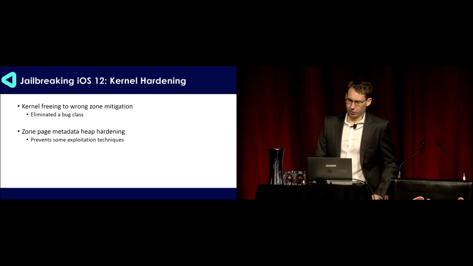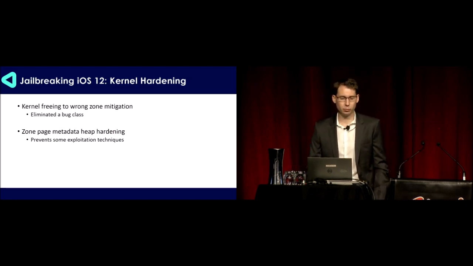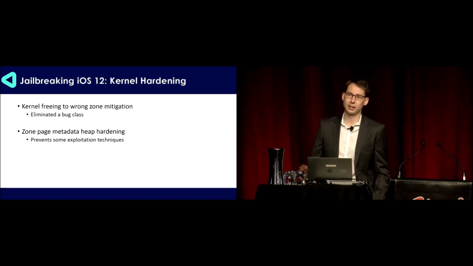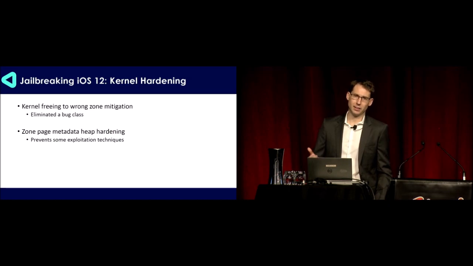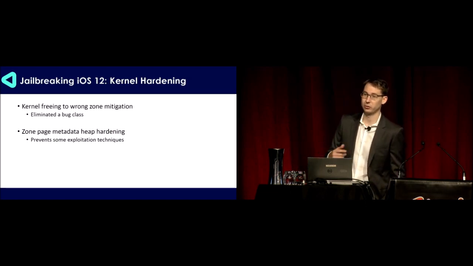There have been various kernel hardening mitigations. The most important one that I wanted to make sure I mentioned was something I mentioned in passing in the first section, which is freeing to the wrong zone. So essentially, the way that the kernel allocator API works in iOS is you would specify a size that you wanted to allocate, and you would also specify it when you're freeing it, and it would use that size to decide what zone it's going to go to in many cases.